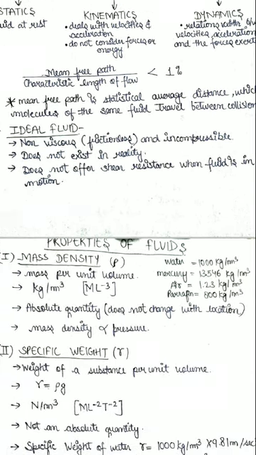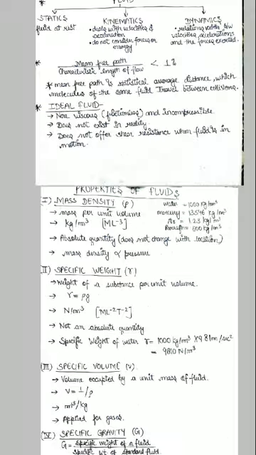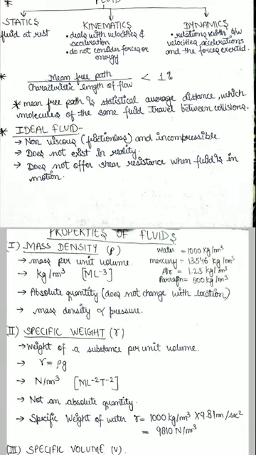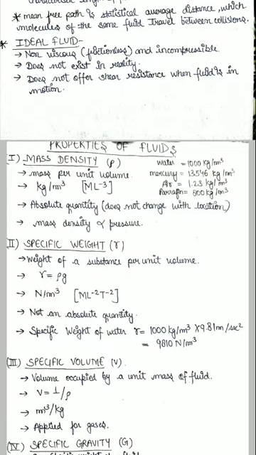The ratio of mean free path to characteristic length of flow should be less than 1. Mean free path is the statistical average distance which molecules of the same fluid travel between collisions. Ideal fluid: non-viscous, frictionless and incompressible. It does not exist in reality. It does not offer shear resistance when the fluid is in motion.